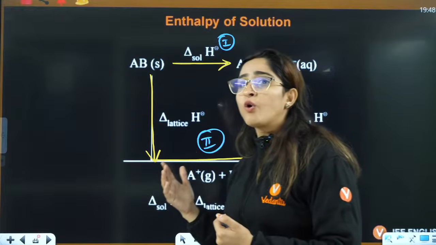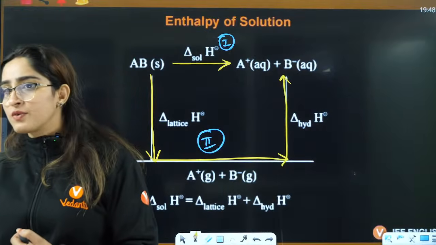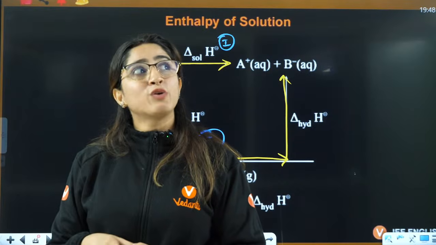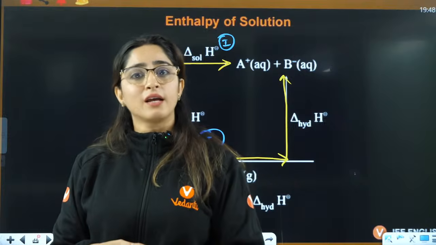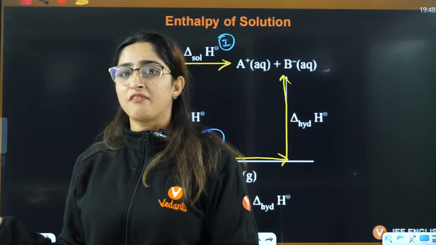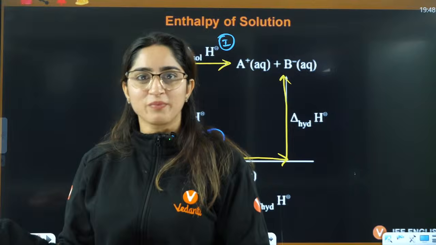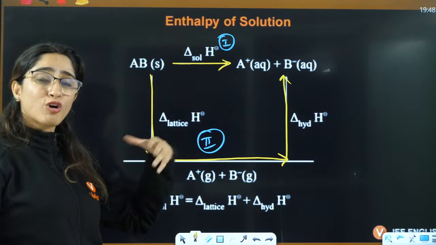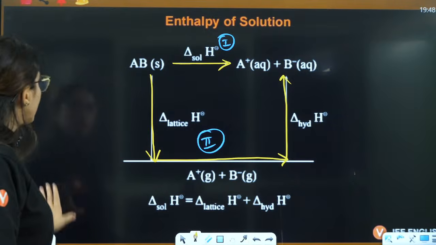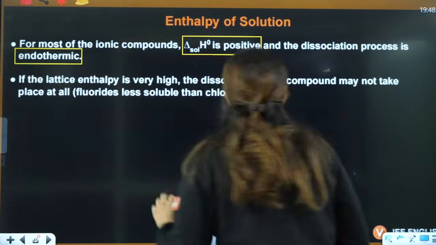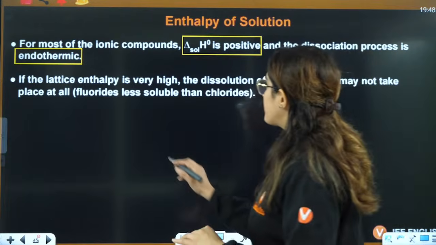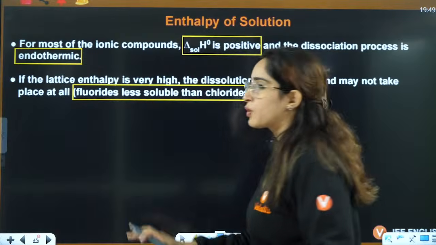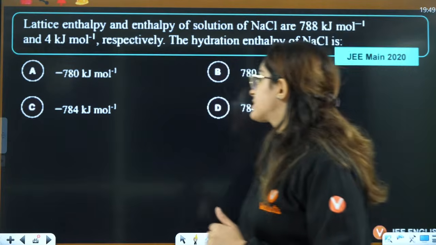For example, you want to purchase a bag that is worth let's say 50,000. Now you will be like, why do I purchase a bag of 50,000, if I can easily have a bag of 1,000 or 500 rupees or something. Similarly, if to do that work you require a lot of energy, that thing will not happen. The dissolution of the compound may not take place. For example, fluorides are less soluble than chlorides because a lot of energy is required in case of fluorides.